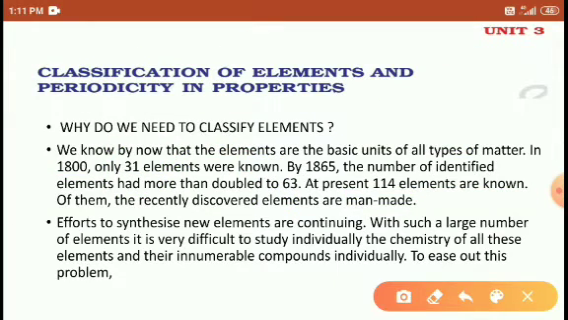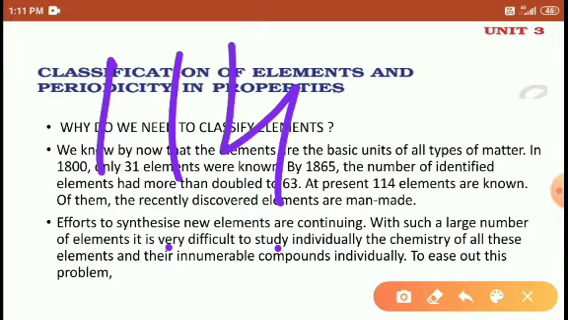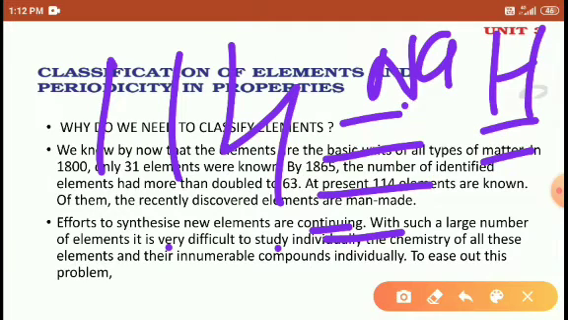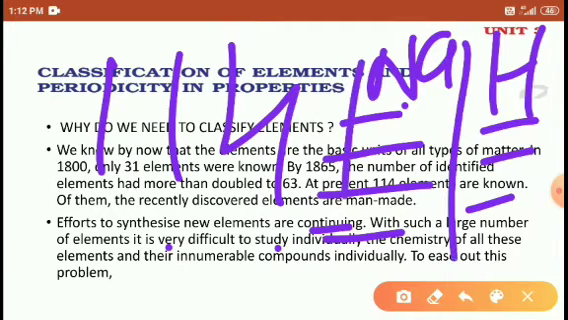So the large number of elements is difficult to study. With 114 elements, we would have to study each and every element. We would have to study the physical property of sodium, the chemical property of sodium, and its reactivity. And if we want to study hydrogen, its physical and chemical properties and reactivity, we would have to study all this individually. So individual study is very difficult, students.